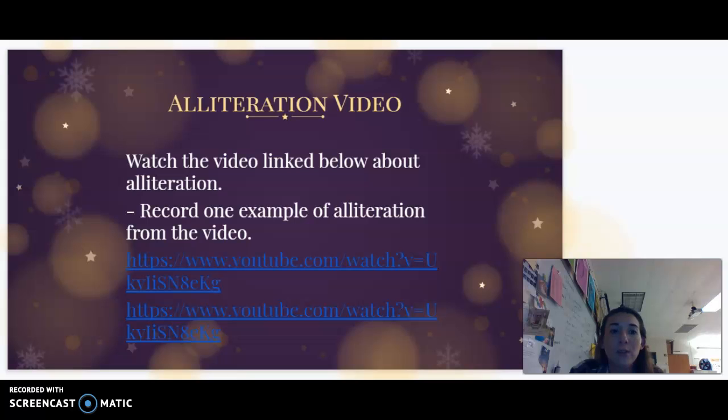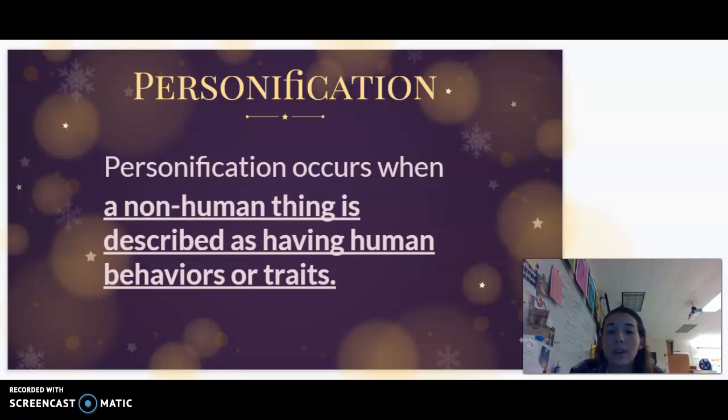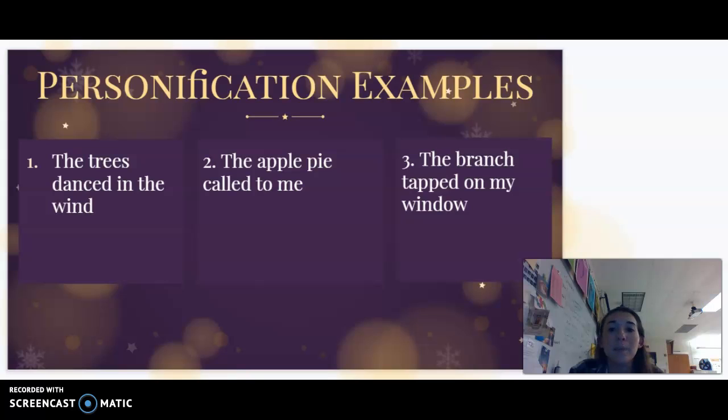Our final form that we are going to talk about today in our figurative language notes is personification. Personification occurs when a non-human thing is described as having human behaviors or traits. Some examples of personification include the trees danced in the wind. Clearly, literally, trees do not dance. They are not human. However, by giving them this characteristic, we know that they are in motion due to the wind.